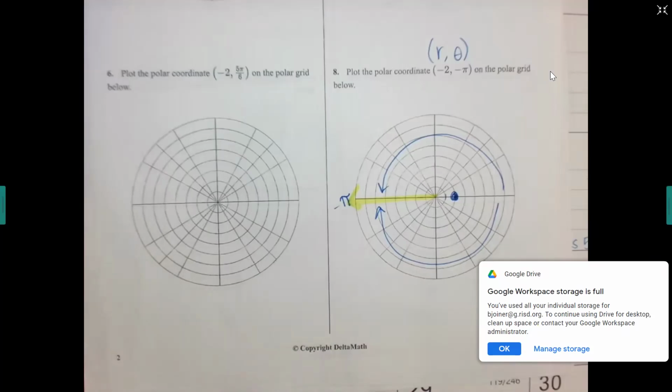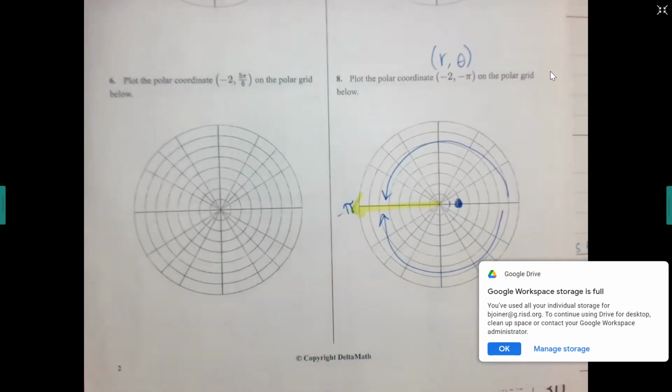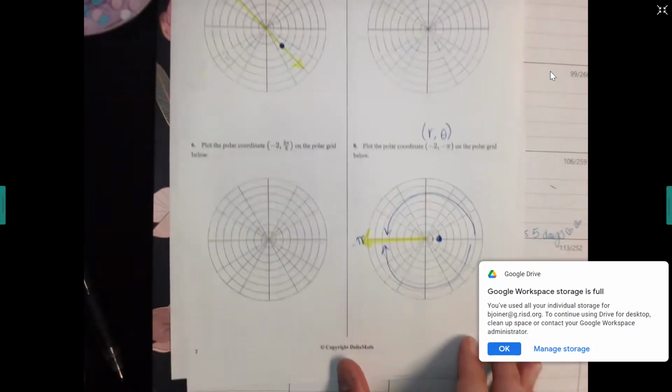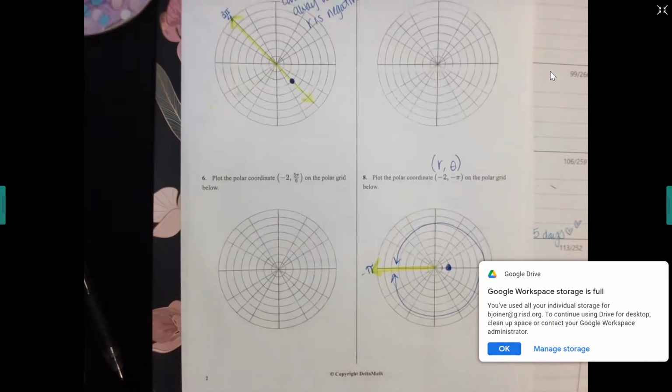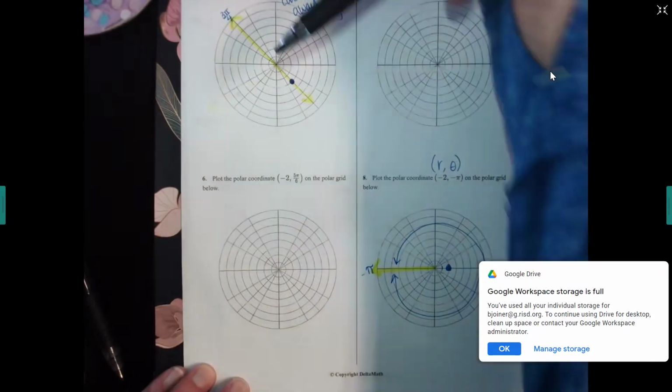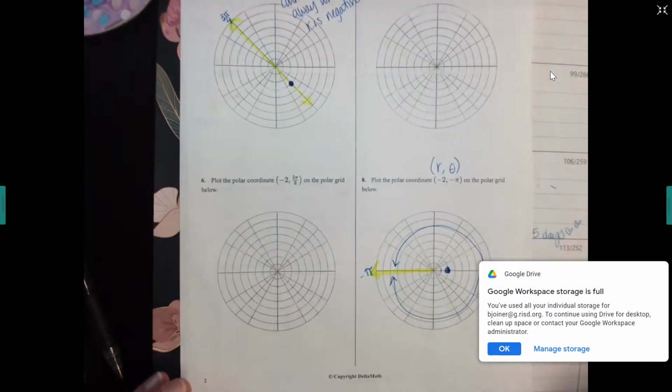Do we feel like we can plot these on this page? Wait, can we go back to the first one? Number 5. Wait, how do you... So we found 3 pi fourths, and then we counted the other way 3, because it's a negative r. So instead of going towards it 3, we always count 3 away from the center? Okay, it's because I always forget to count that. Yeah. All right, go ahead and turn the page.